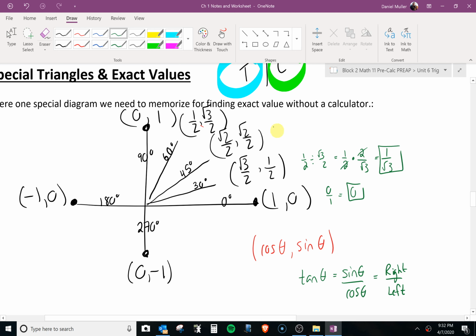Here I get root 2 over 2 divided by root 2 over 2. Again, I wrote it horizontally. Anything divided by itself is 1. So I'm left with that.